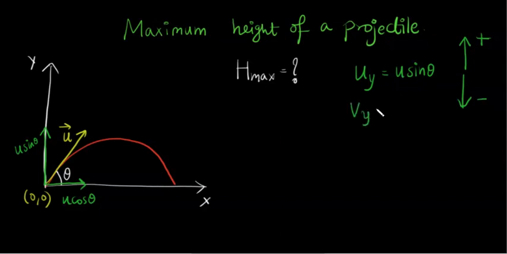And what is the final velocity when it reaches the maximum height? When it reaches the maximum height, the final velocity is 0, because at the maximum point you have only the x component. Obviously when it reaches the topmost point, its velocity in the y direction will become 0, because momentarily there will be no motion in y direction. It will momentarily come to rest. And this is the displacement in the y direction, that is the h max. H max is the displacement in the y direction. So you have Vy, Uy and Sy.